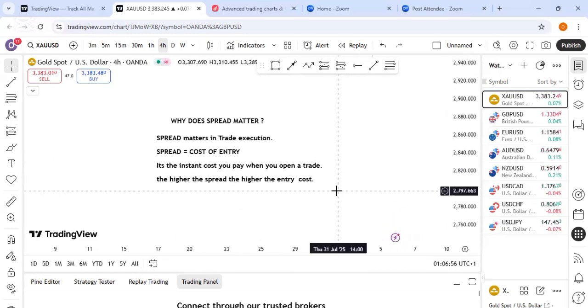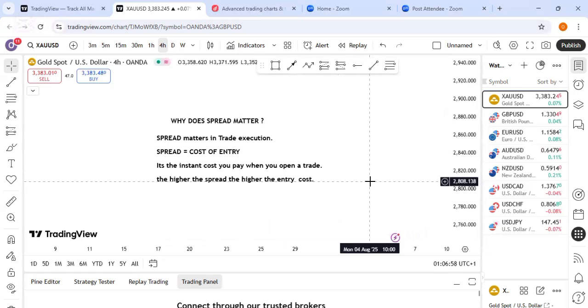So why does spread matter when you are trading? This is the main deal. Spread matters in trade execution. Yes, it's very, very important. If you have a lesser spread, it helps you when you are executing your trade, because you can't compare someone that has a wider spread to someone that has a tighter spread. If you have a tight spread, your execution is going to be fast compared to someone that has a wider spread.